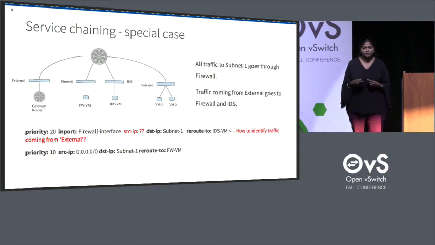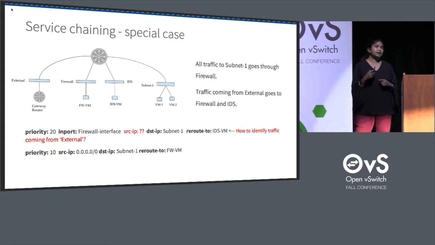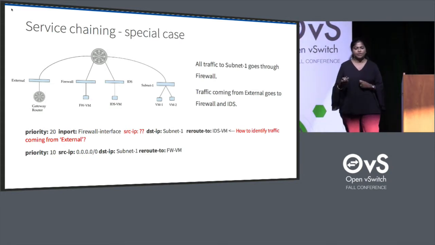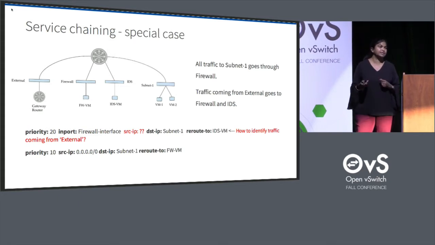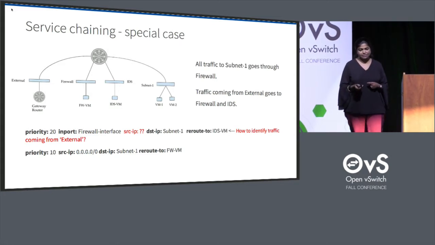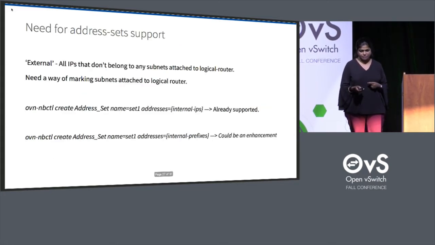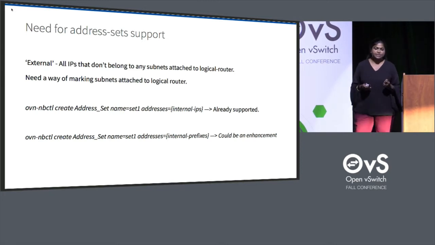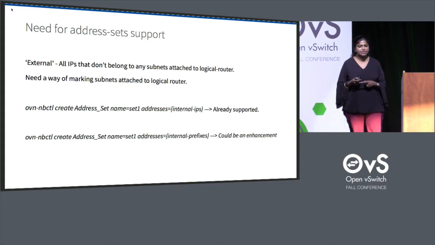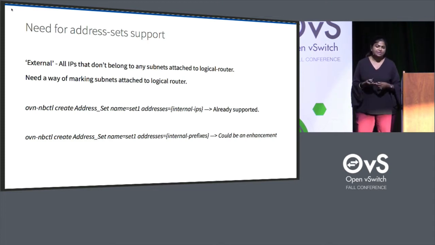In the next policy, I need to define how I'm going to treat traffic coming in from the firewall interface. How am I going to distinguish the external traffic from the internal traffic when it comes in from the firewall interface? As we know, external IPs are all IPs that don't belong to any subnets attached to the logical router. So now I need a way of marking local subnets. So I can say that external is not of local subnets, right?